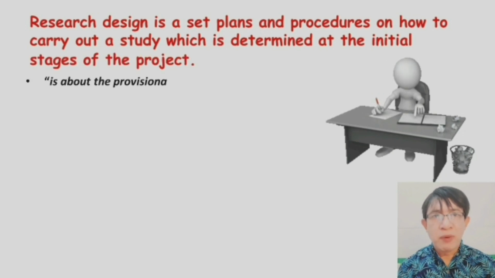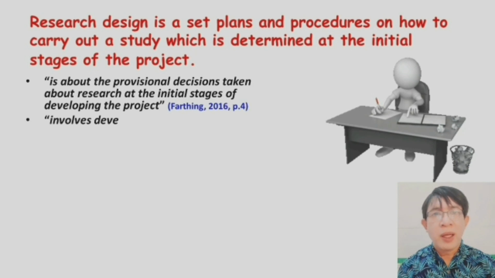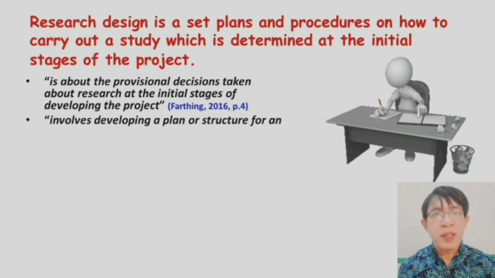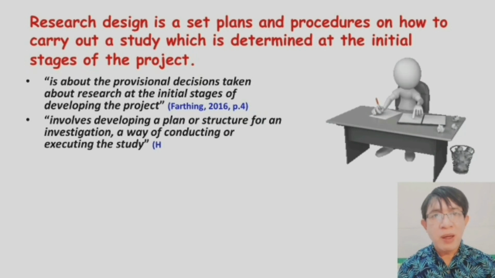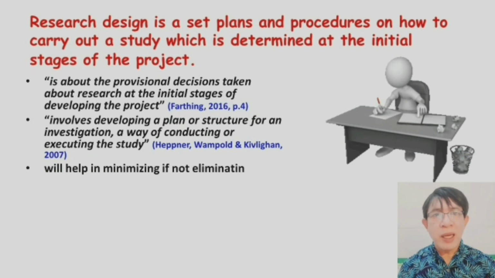It is about the provisional decisions taken about the research at the initial stages of developing the project, says Parthing. It involves developing a plan or structure for an investigation, a way of conducting or executing the study, according to Hepper, Wampold, and Kibligan. Choosing the right research design will help in minimizing, if not eliminating, wastes and errors.